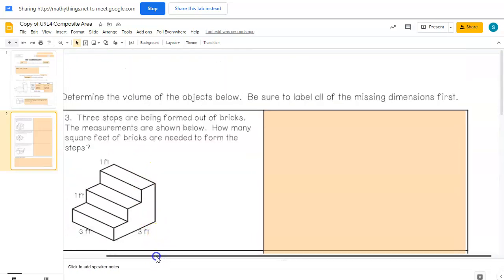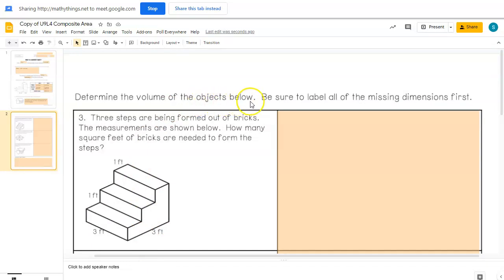Okay, so determine the volume of the objects below. Be sure to label all the missing dimensions first. Now it looks like this dimension is supposed to be 1 foot on every side, so I'm going to think there's a 1 here, a 1 here, and a 1 here. Okay, so let's look at this, and this is 1 foot, 1 foot, and 1 foot because it has to add up to 3 feet.